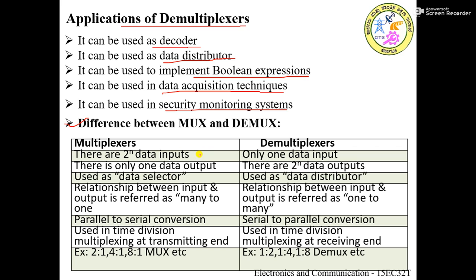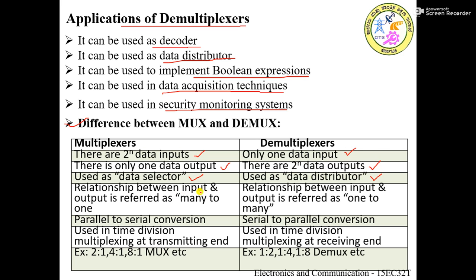Very first difference: they tell you the number of inputs and output lines required for multiplexers and demultiplexers. As we know, in multiplexers there were 2 to the power of n data inputs, but in a demultiplexer there is only one data input. In case of multiplexers there is only one data output line, but here there are 2 to the power of n data output lines. So multiplexers were referred to as data selectors, and these are referred to as data distributors.